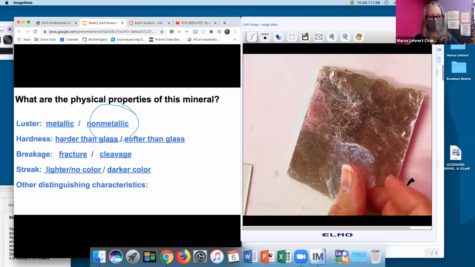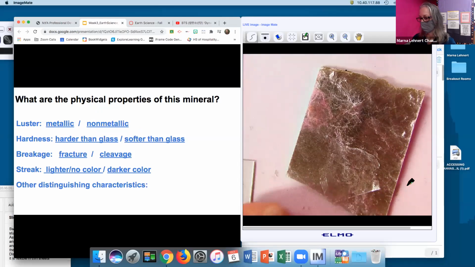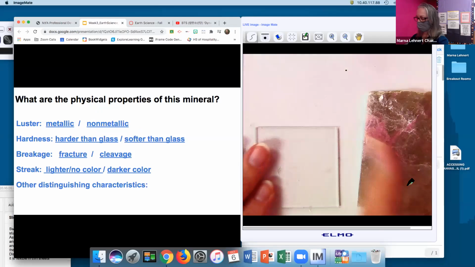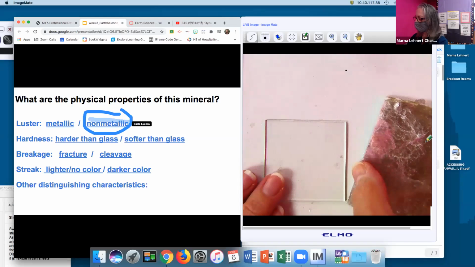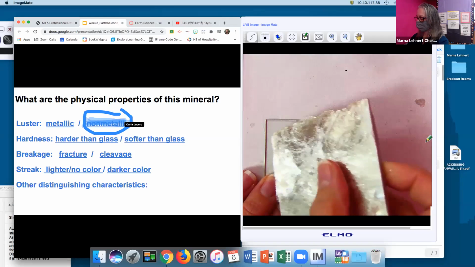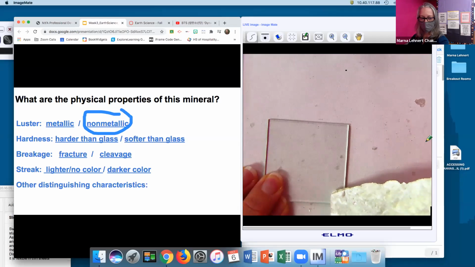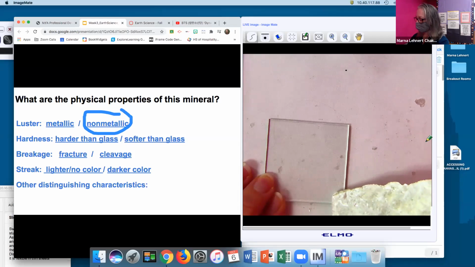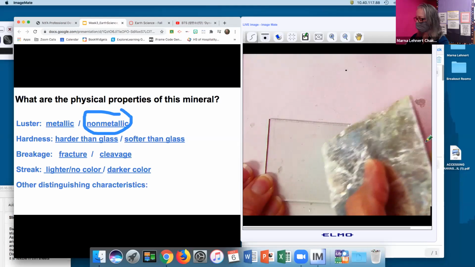All right, next up, hardness. Is it harder than glass or softer than glass? So I've got a piece of glass right here. Let me move this out of the way so we can see what I'm doing. All I'm going to do is take the mineral and drag it across the glass. Did it leave a streak? Did it leave a scratch? No. It's just gliding right across there, right?